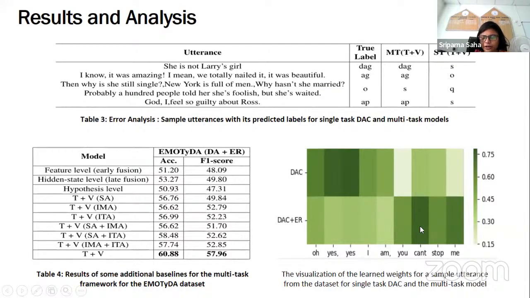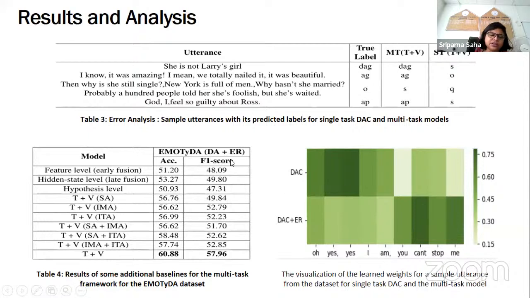This is also a kind of heat map. When using only dialogue act classification, more focus or attention is put on the words "yes, yes, oh yes, yes, I am, you can't stop me." Here the more attention is put on the words "yes, yes." But if we solve the multitask problem, emotion recognition plus dialogue act classification together, then the focus is given to the word "can't."